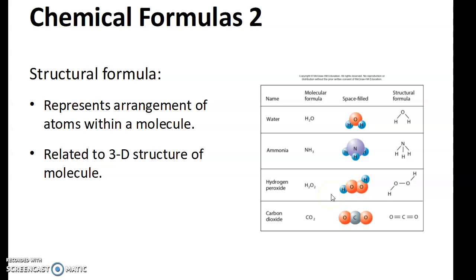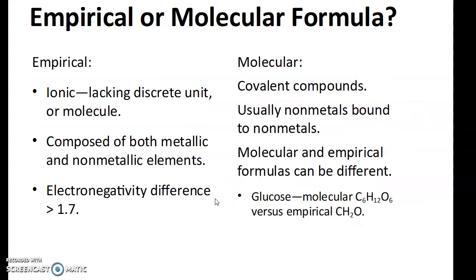When we talk about how those reactions can take place, we have to sometimes look at it in terms of the structural formula, in terms of what bonds or electrons are available to make or break bonds. So, empirical or molecular formula. Empirical, we use those when it's ionic. In other words, it lacks discrete units, composed of both metallic and non-metallic elements, and it has an electronegativity difference of greater than 1.7. We learned about that in the last chapter, right? Molecular ones are those that are covalent compounds, usually nonmetals bound to nonmetals.